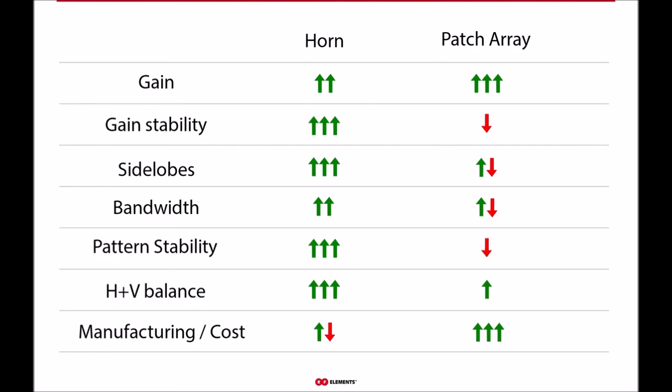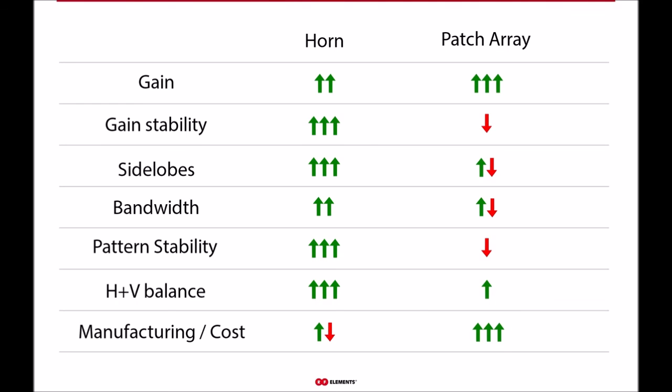In terms of the pattern stability, horns again are winning this point, simply because, again, I'll be repeating myself, the physics just is unrelenting. In terms of the balance of the performance of the horizontal and vertical chains, patch arrays are doing, let's say, okay, but horns are definitely way better. Switching the channels does nothing to the performance when using horn antennas.